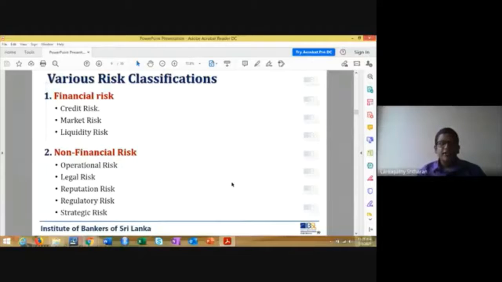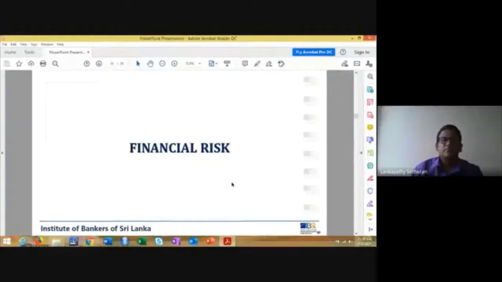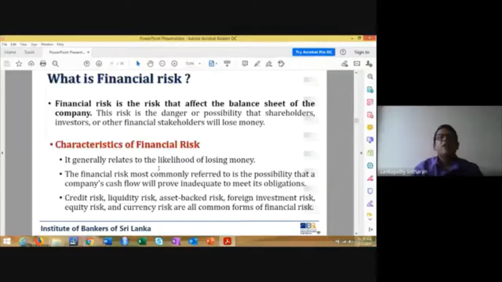Since we are studying financial institution management, financial risk is more important for us. Understanding financial risk is important because financial institutions, compared to other institutions, are exposed to more financial risk. So what is financial risk? Financial risk is the risk that affects the balance sheet of the company. This is the danger or possibility that stakeholders, investors or other financial stakeholders will lose money.